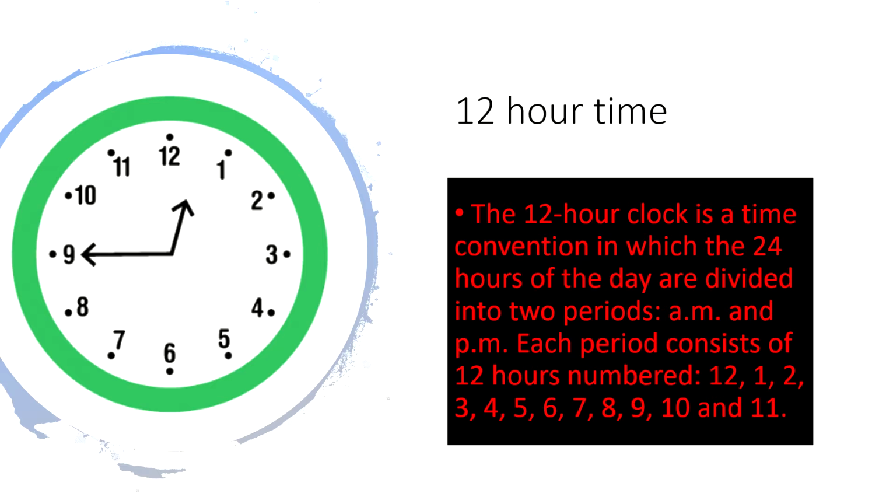12-hour time. The 12-hour clock is a time convention in which the 24 hours of the day are divided into two periods, AM and PM. Each period consists of 12 hours numbered 12, 1, 2, 3, 4, 5, 6, 7, 8, 9, 10, and 11.